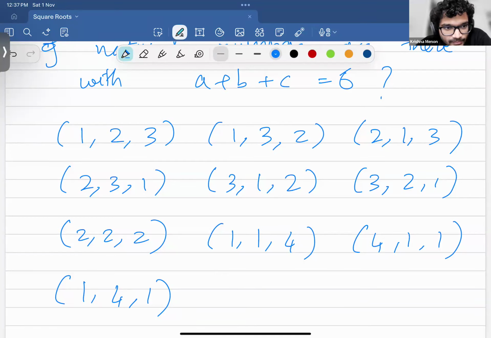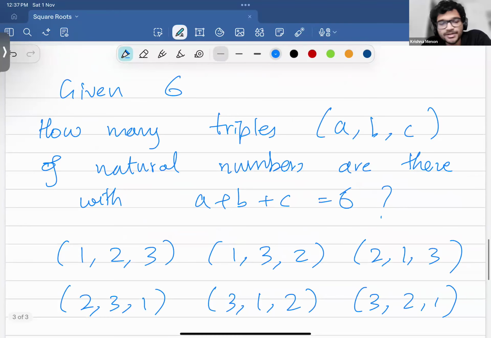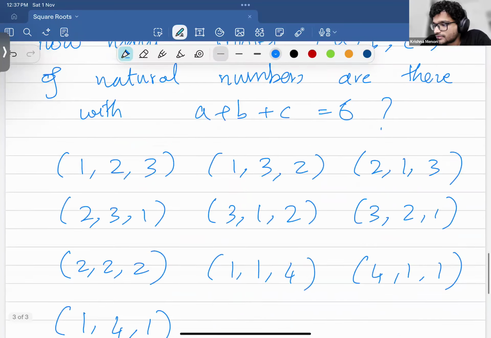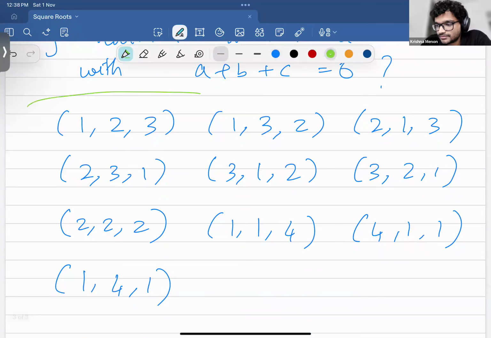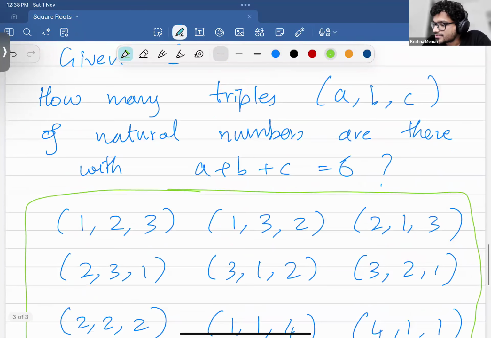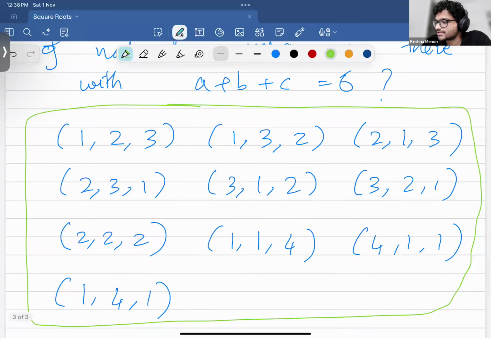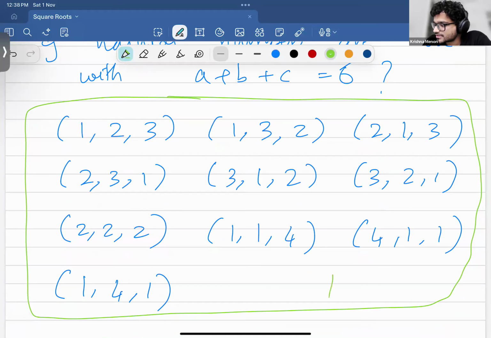Sir, just a clarification here. A, B, C, doesn't it refer to three different natural numbers? No, it doesn't. A, B, and C, the only restriction is that they have to be natural numbers. That's it. Okay, sir, that's the only clarification. Okay. So hopefully no one has an objection with the fact that for 6, the number of triples of natural numbers with sum equal to 6 is 10.